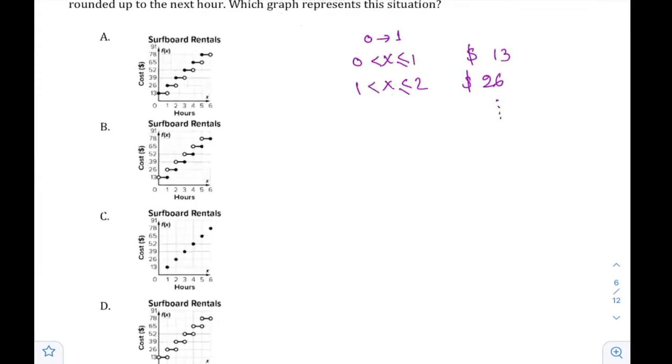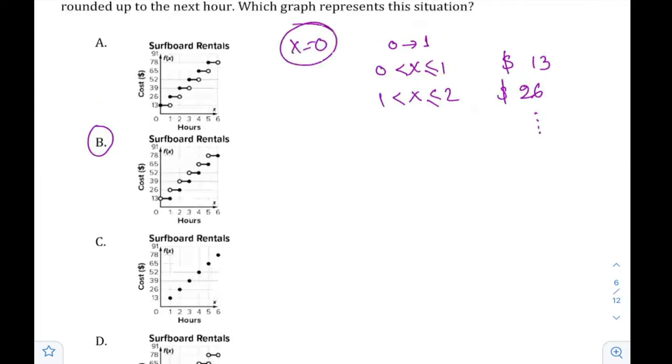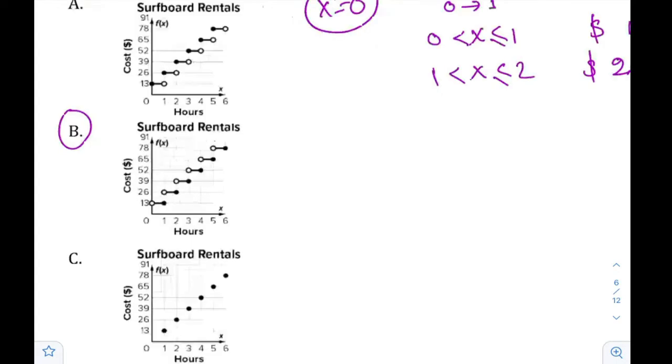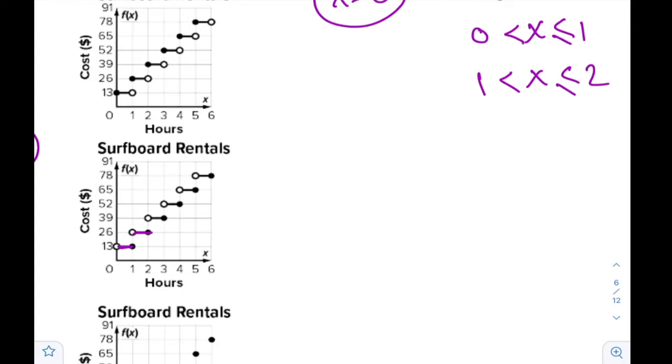And that means we will look for the graph that fits this idea. Actually, the best fit is B, because if x is 0, I will not pay anything. That means nothing here. But if x is between 0 and 1, it means just 1 minute after the 0, he will be paid $13. After that, it will move up to 26, then 39, increasing by 13 every time. And that is the best one.